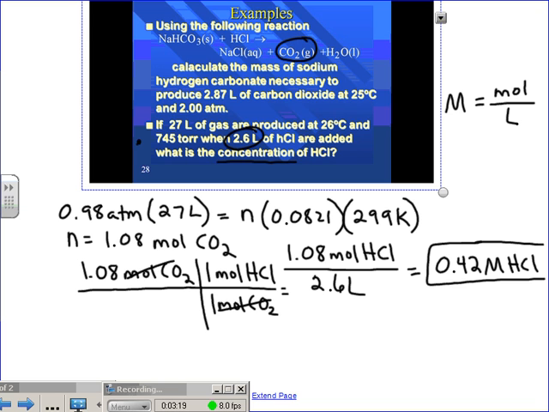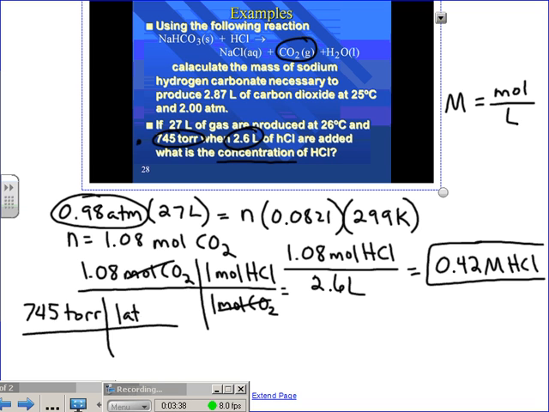Oh, by the way, guys, my first step here, if you're wondering where I got this 0.98 atm, we had to take the 745 torr and convert it to atm first. Kind of skip that step. Well, I didn't skip it. I just didn't show it to you. 745 torr. Remember, for every 1 atm, there are 760 torr. So divide 745 by 760. That's where I got this value that was originally plugged in for the pressure.